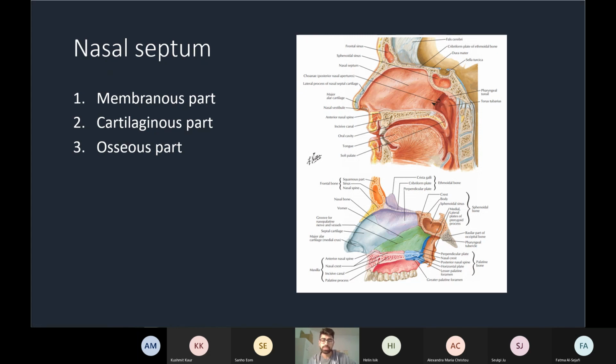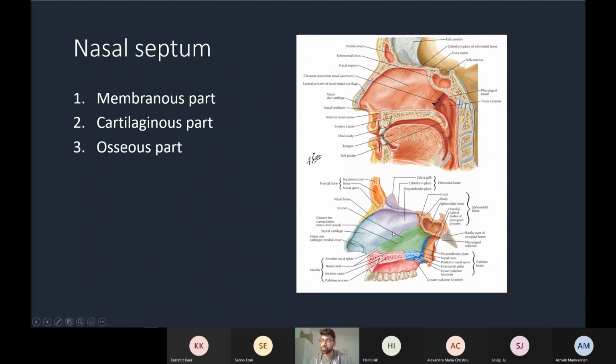Cartilaginous part. This is the cartilage of the nasal septum, and also, and this is a recap from the previous slide where we talked about the cartilages, also the medial crura of the major alar cartilages. So this is the major alar cartilage here, and this is specifically the medial crura, or medial crus, singular. And this is the nasal septum, or the septal cartilage, sorry, I mentioned.